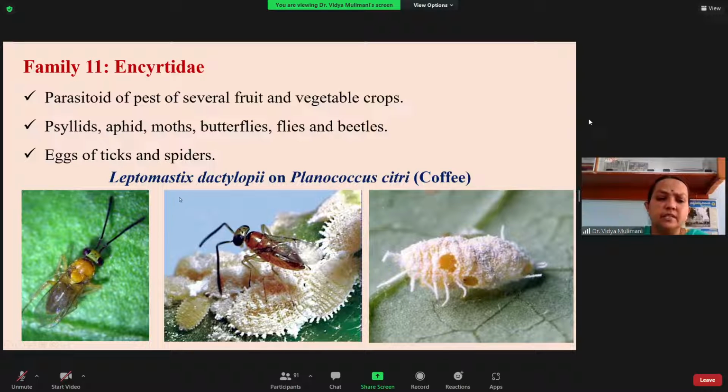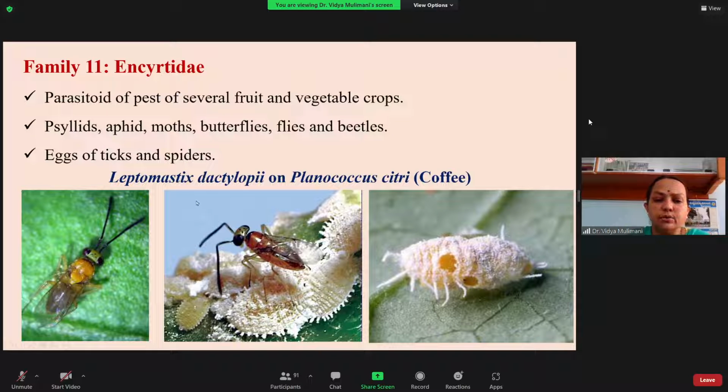Here I'm giving an example: Leptomastix dactylopii, which attacks a pest on coffee, the scale Planococcus citri. You know that coffee is an important crop, and there is one serious pest on coffee, the citrus mealybug, which we call Planococcus citri. That is controlled by the release of Leptomastix dactylopii.